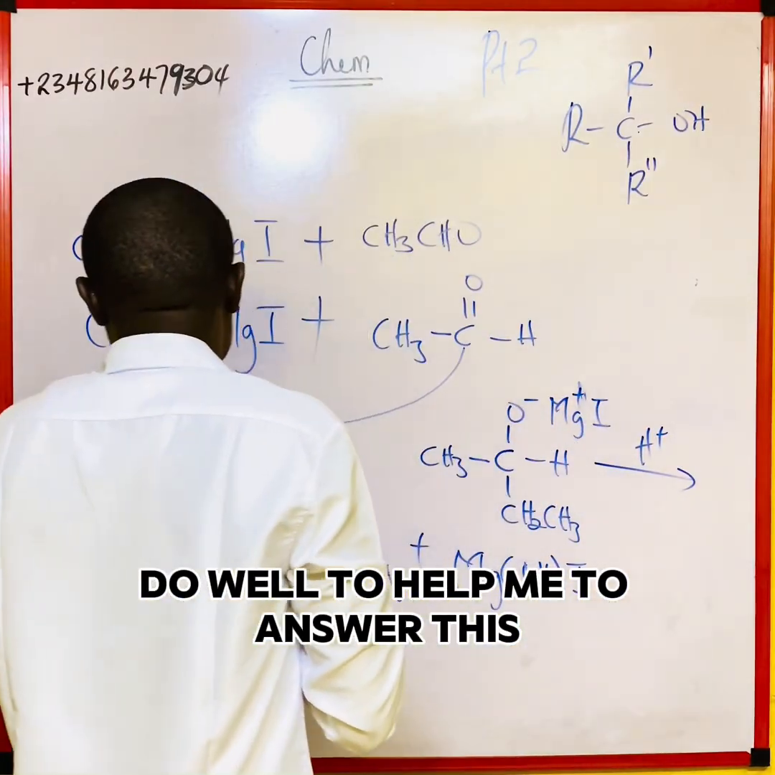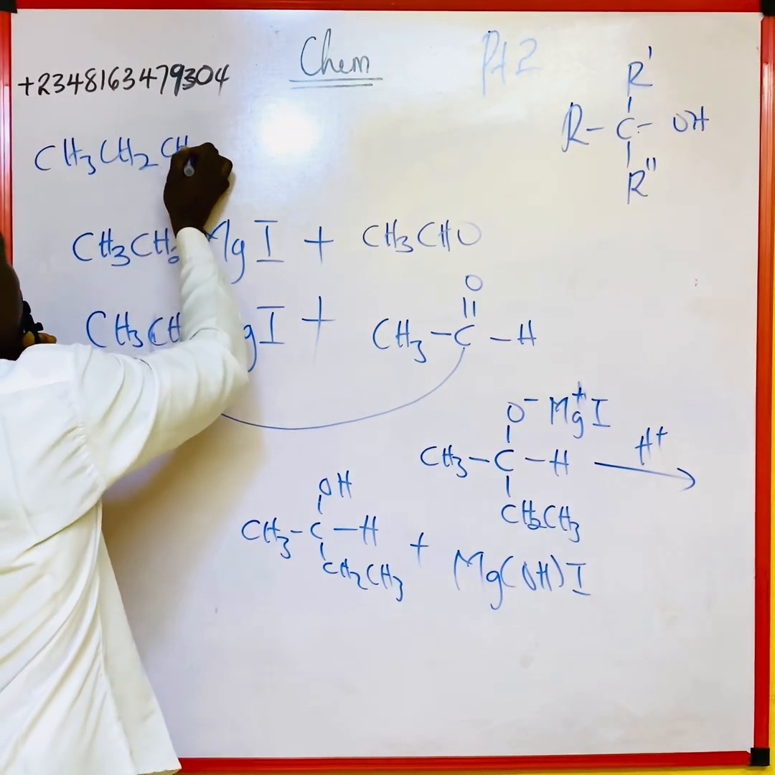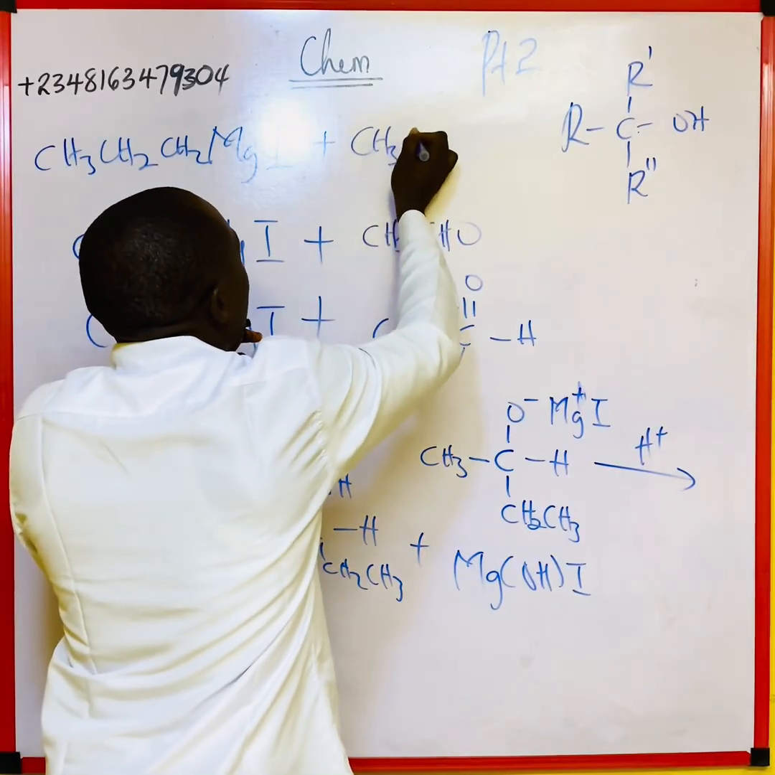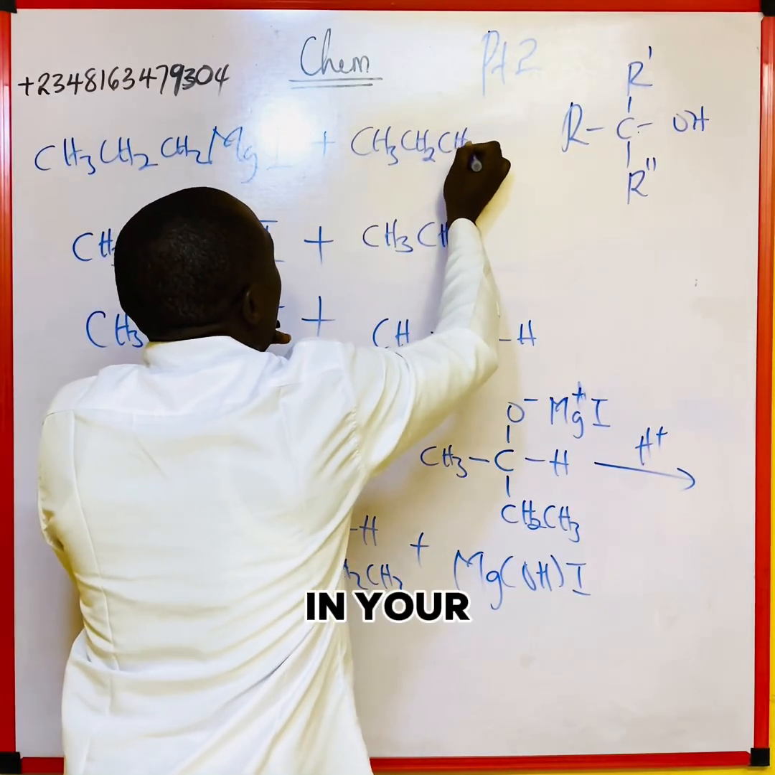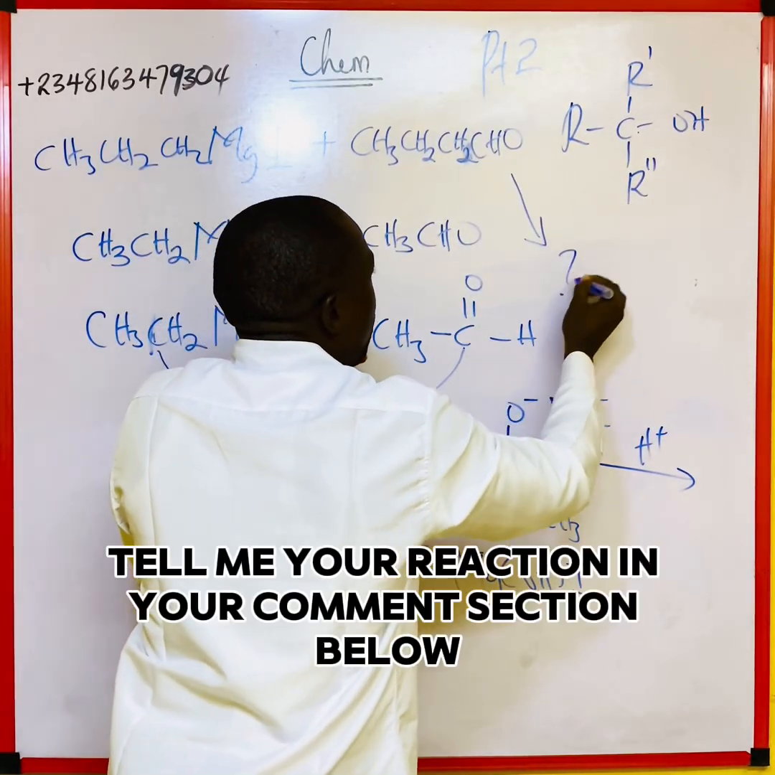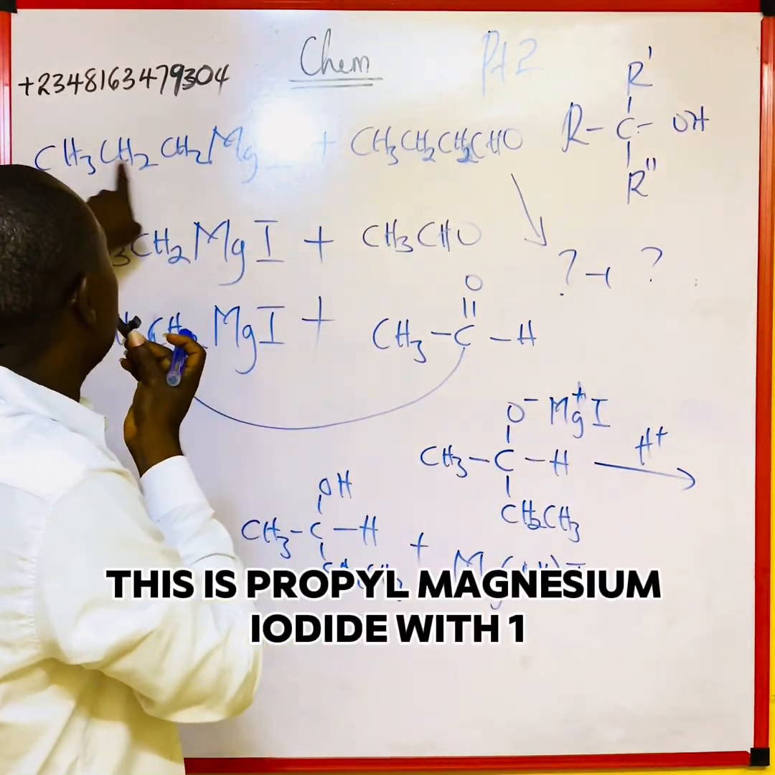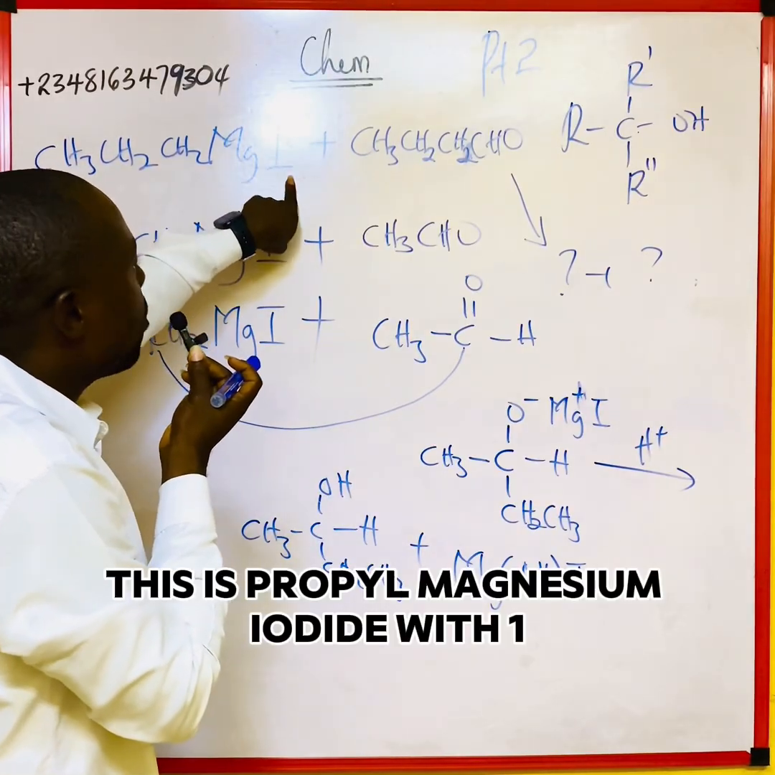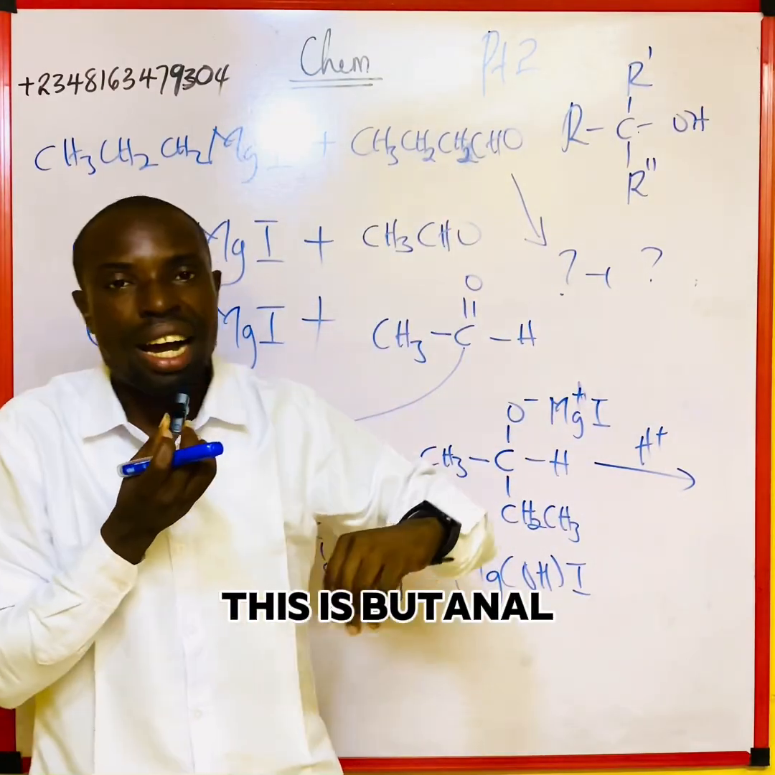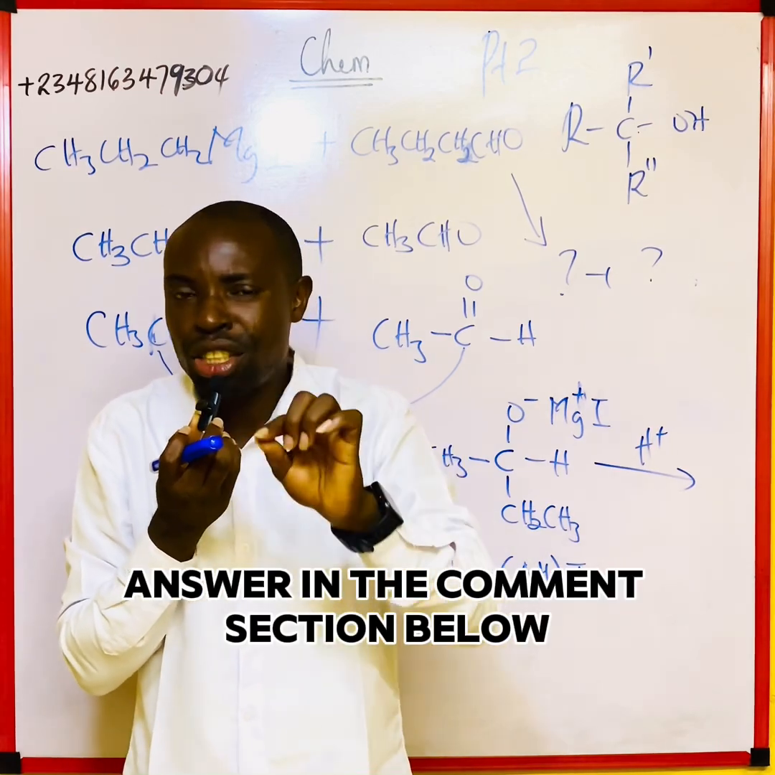Now, quickly, do well to help me answer this and tell me your reaction in your comment section below. This is propyl magnesium iodide with butanal. So I'll be waiting for your answer in the comment section below.